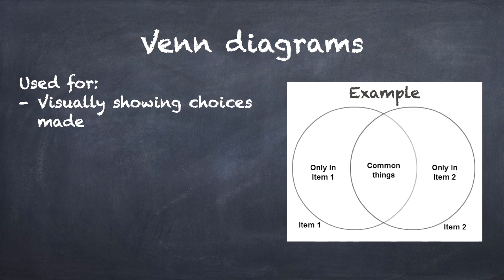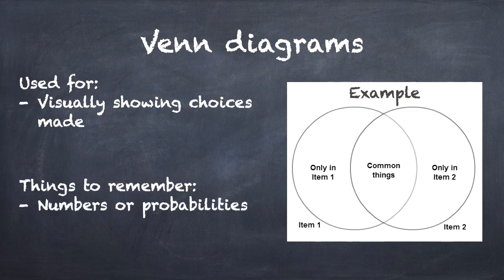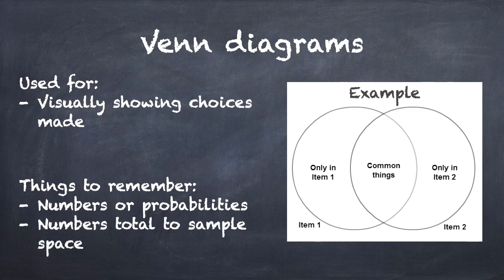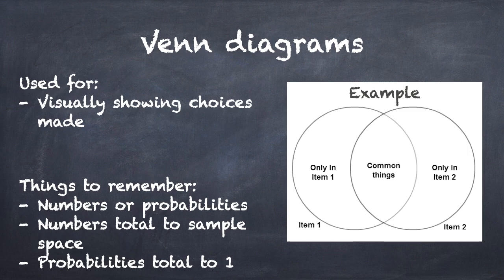There are a few things to remember. First of all, I can work with numbers or probabilities. Secondly, my numbers must total up to the sample space, to the number of items in my sample space. Thirdly, if I'm working with probabilities, your probabilities have to add up to 1. Ladies and gents, that's all the grade 8 to 11 theory you need.